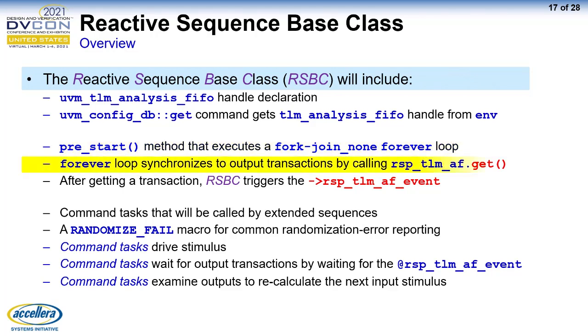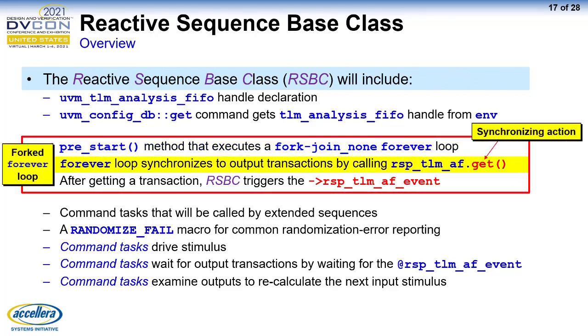free-running forever loop. The loop just runs forever, waiting to get the next broadcast transaction from the response TLM analysis FIFO, and because this is a blocking get command, this serves as the first synchronization point, waiting for the next broadcast transaction that will have the sampled output status bits, which are needed to calculate the next stimulus to be driven.